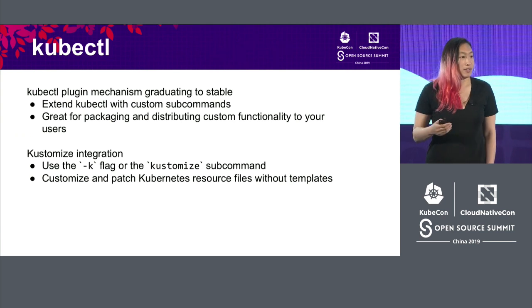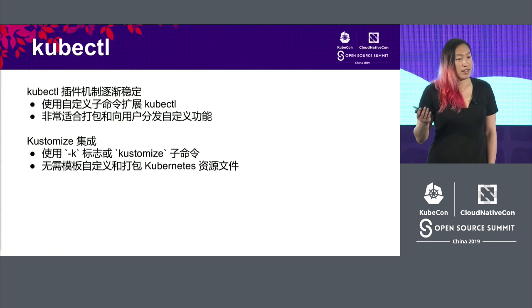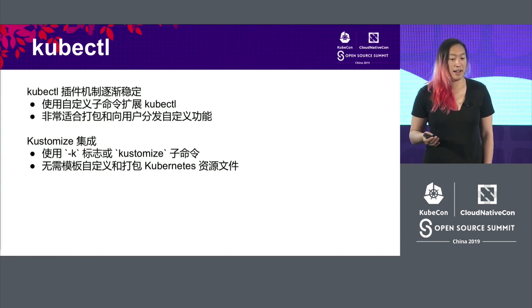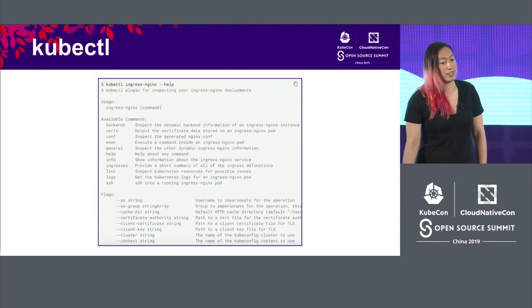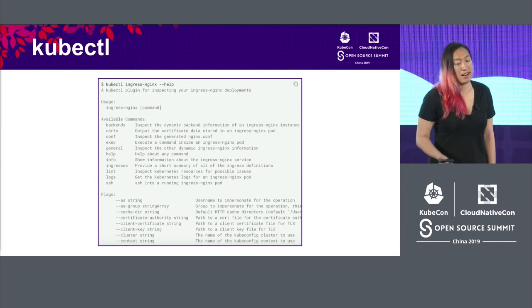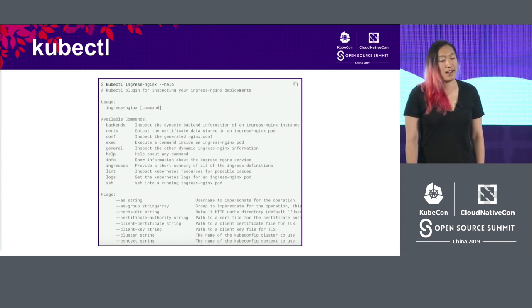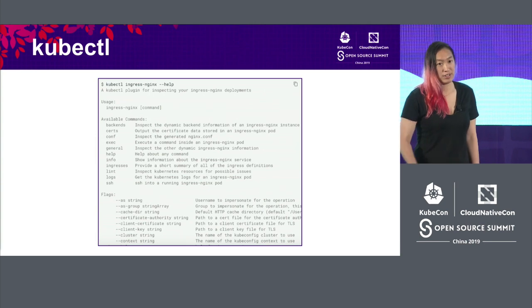We also released the Customize integration. So Customize is a super convenient way of patching Kubernetes manifests without creating templates. So here's an example of a time when you might use a kubectl plugin. This is straight from the Ingress Nginx project. And again, it's an example of when you might want to package some convenient commands for your users.